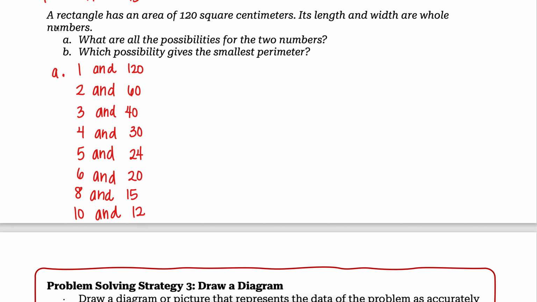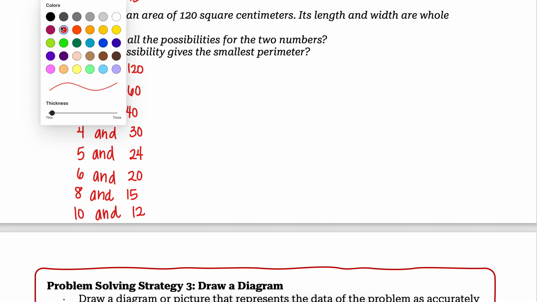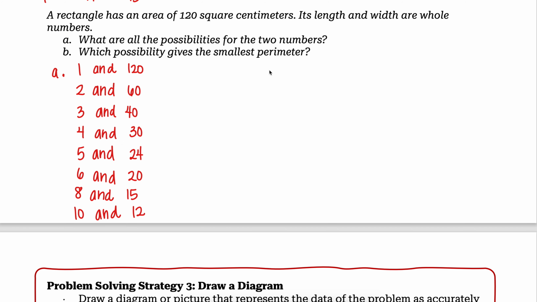Part B says, which possibility gives the smallest perimeter? Let me switch colors here. So perimeter is found by adding the distance around your rectangle. So here's your length, here's your width. So perimeter is length plus width plus length plus width. You could also say it's twice the length plus the width.